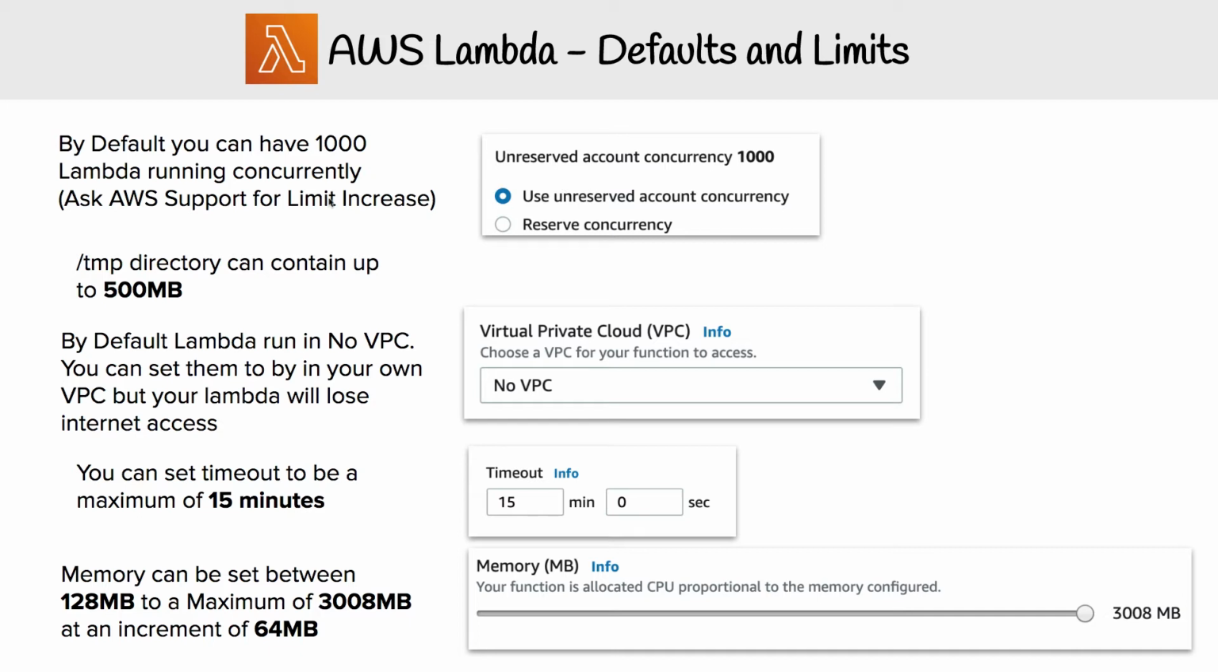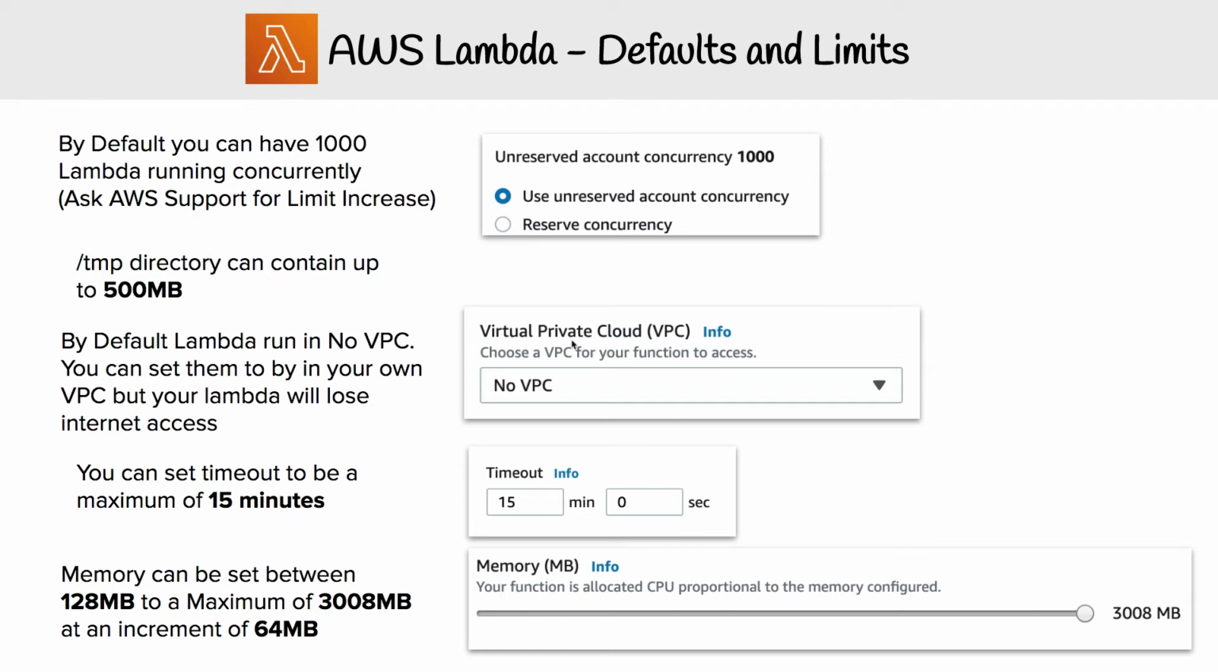It's possible there could be an exam question where it's like, hey, you want to run X amount of Lambdas and they're not running or something. This could be because of that limit. You are able to store temporary files on a Lambda as it's running, and has a limit of up to 500 megabytes.